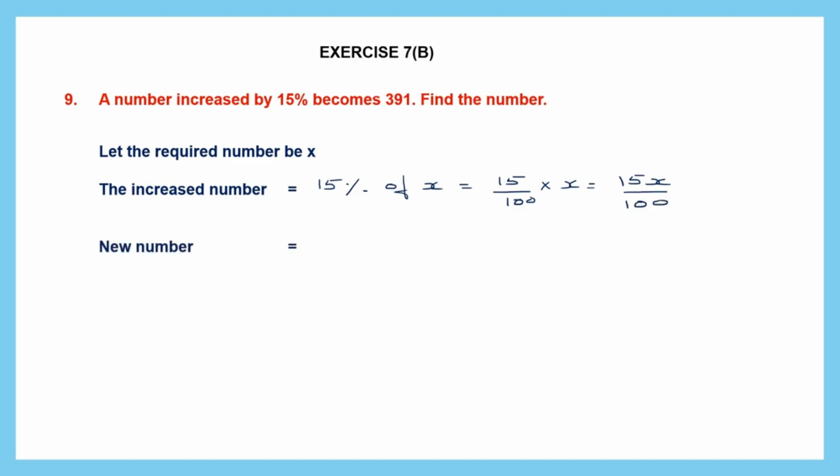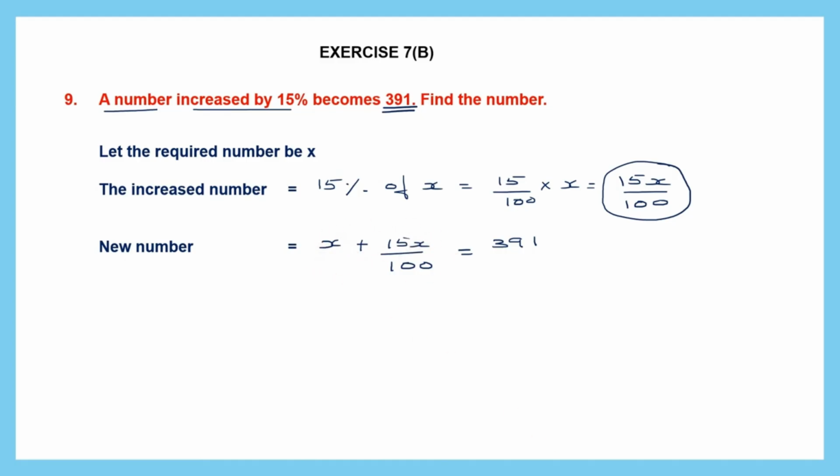So the new number will be, now it says a number which is x increased by this number, that is increased by 15x by 100. So x is the number, and if that is increased by 15x by 100, that will be equal to 391. It's given to us in the question, 391. So since we have an x here and an x here and addition, we need to work this out.